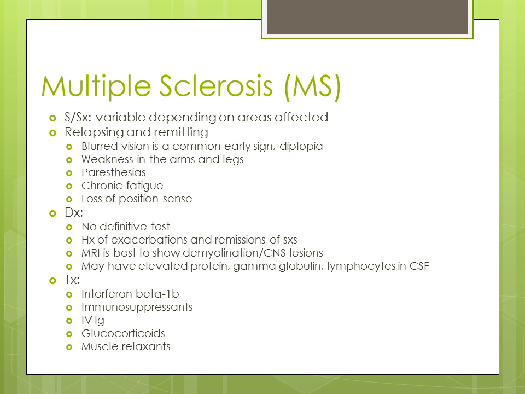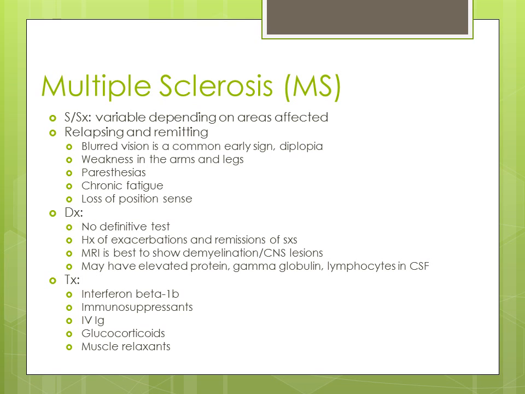And the signs and symptoms are going to be variable depending on the location of the brain that's affected. And so they could have some blurred vision, double vision, weakness in the arms and legs, paresthesias, chronic fatigue, loss of position sense. And these are going to be, again, relapsing and remitting. Unfortunately, there's no definitive test. The history, when the patient says they've had exacerbations as well as remissions, that's going to tip the practitioner off to maybe think about multiple sclerosis.